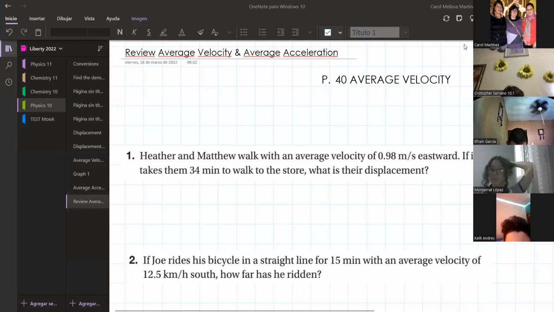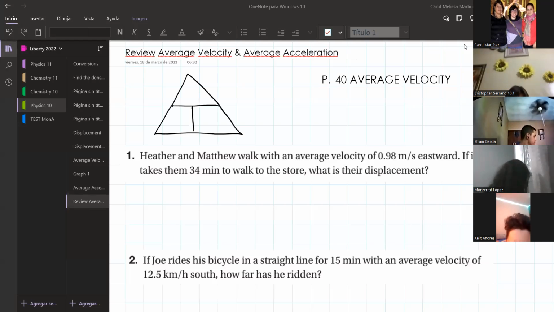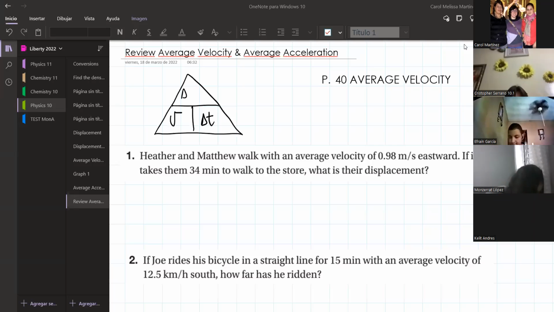It's important that we memorize the triangle of the formula. So for average velocity, the formula that we have, the triangle that I gave you, is this one. Here you have velocity, here you have the time, and here you have displacement. Remember this. Displacement is delta x. Time is delta t.